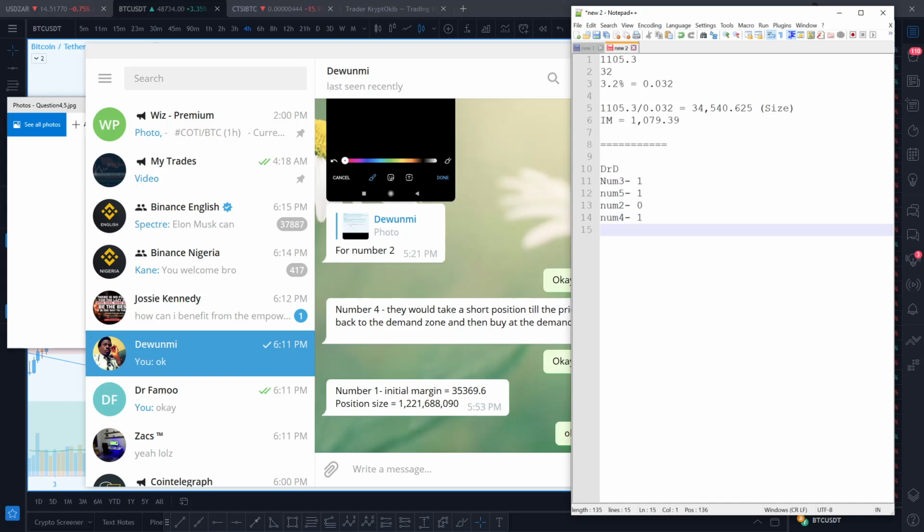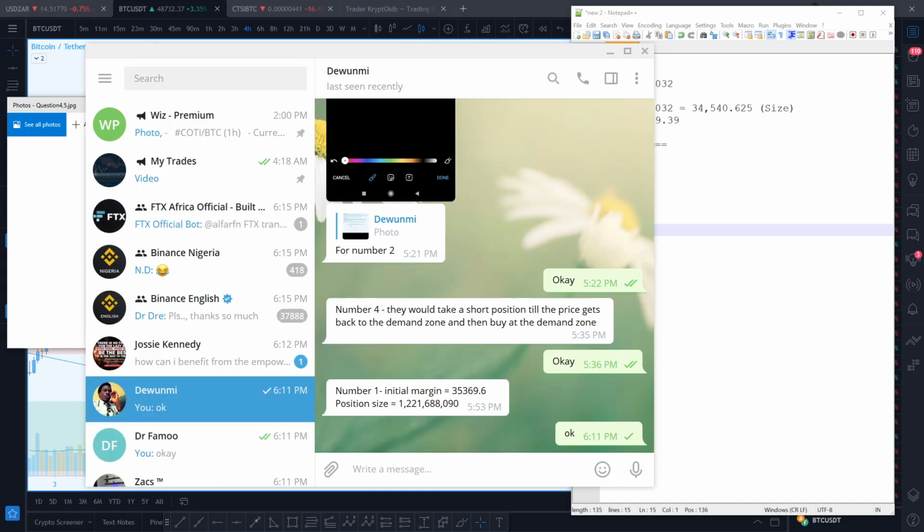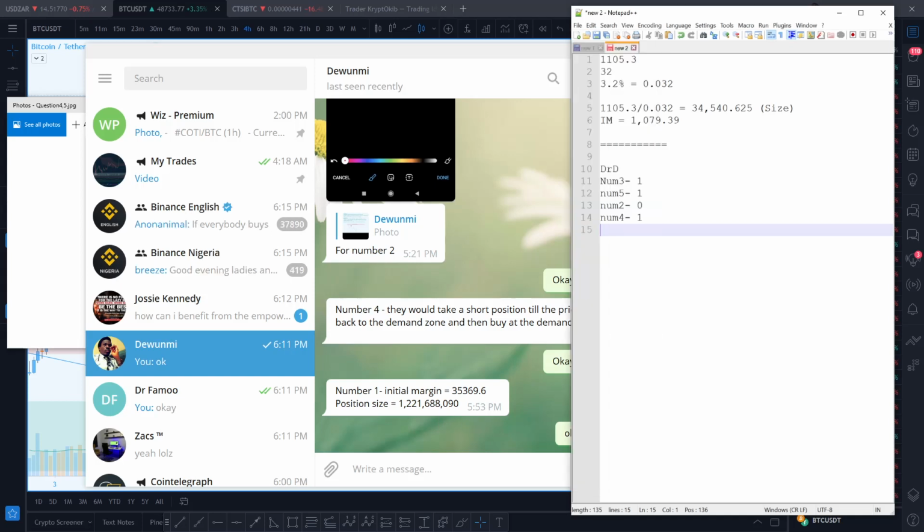So what is left? Number 1, initial margin. Wow, this is wrong. How many billions is this, doctor? This is wrong. Initial margin. No, no, no, no, no. This is wrong. So number 1 is wrong. Number 1, you have 0 points. So let's look at the other.